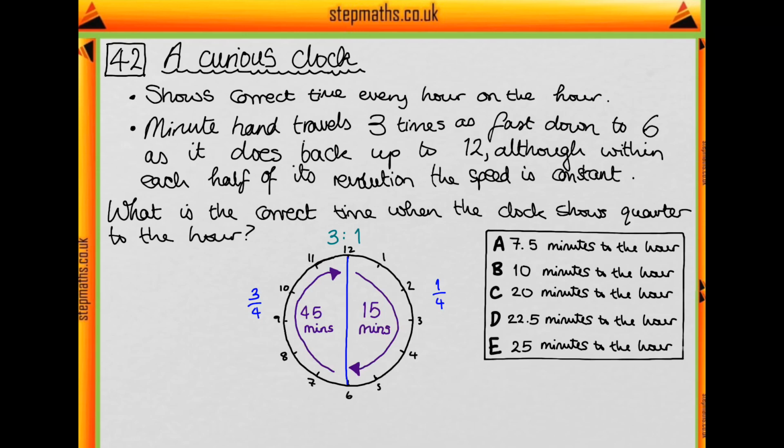Okay. So now we can get on to what we've been asked in the question. So we want to know the correct time when the clock is showing 1/4 to the hour. It shows 1/4 to the hour when the minute hand is pointing to 9, so here. And we can notice that when it points to 9, we're halfway through this half here. And so because it travels at the same speed throughout this half, it's used up half of its 45 total minutes, which means it's used 45 over 2, which is 22.5 minutes when it's at the 9.